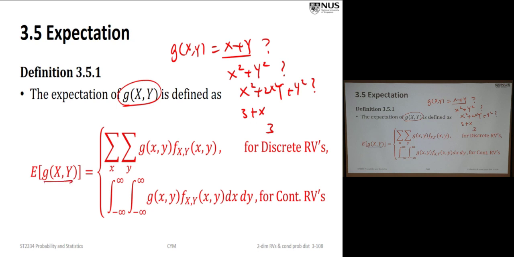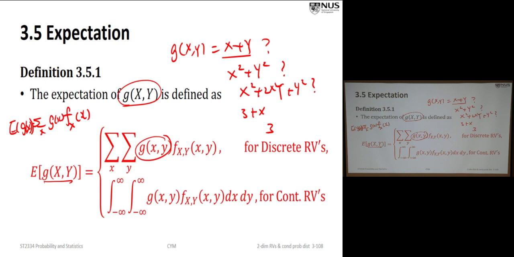So the expectation of a function of x, y is equal to that particular function times the corresponding probability function or probability density function, and then sum over x, sum over y, or integrate over x and then integrate over y. Just compare with the one variable case. The expectation of g of x is the sum of g of x times the density function or the probability function over x. The function times the PDF or probability function.